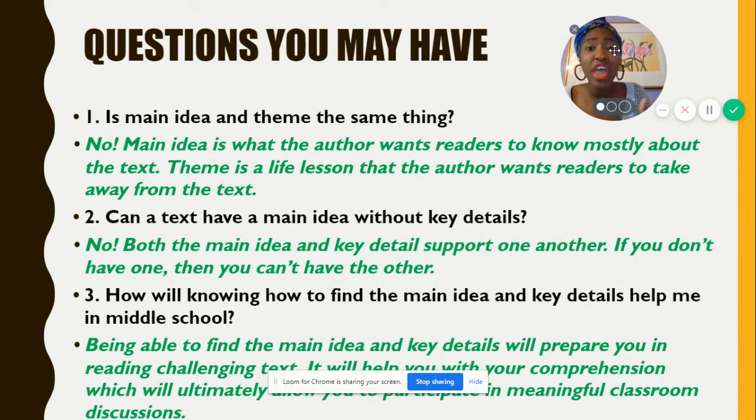They are more dramatic and adventurous. And then also, you're able to engage in classroom discussions. Imagine those times where you didn't understand the text so you really couldn't engage with your teacher and your classmates. When you understand the main idea and how to find the key details, it really helps your comprehension and you're able to really participate.